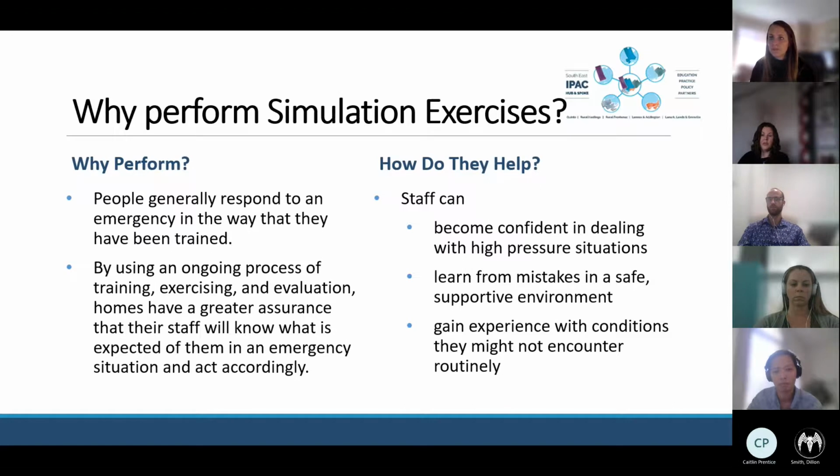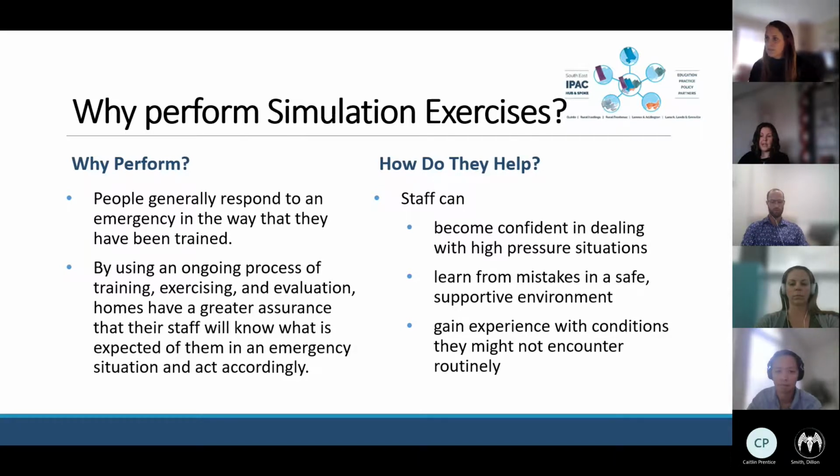Because we're always learning and we've learned a great deal over the course of this pandemic, a lot has happened and there's been a lot of information. It's very important for staff to be prepared. So people will respond to a high pressure situation in a way that they have been trained. So talking through a simulated exercise enables the reinforcement of the proper steps, of approved protocols and processes.